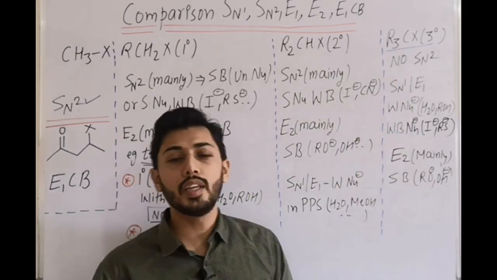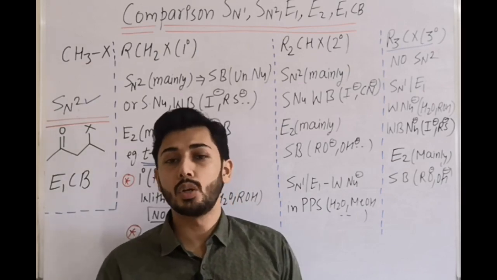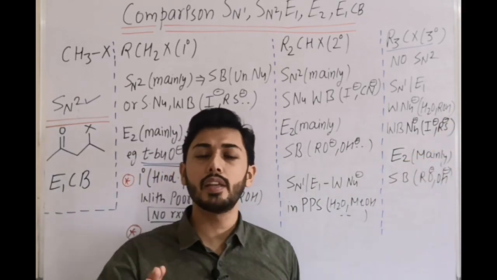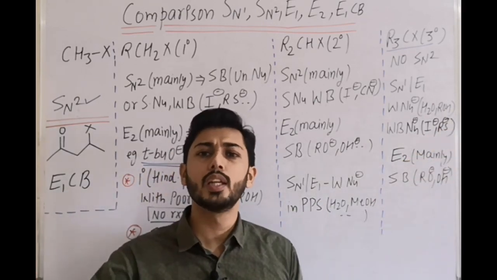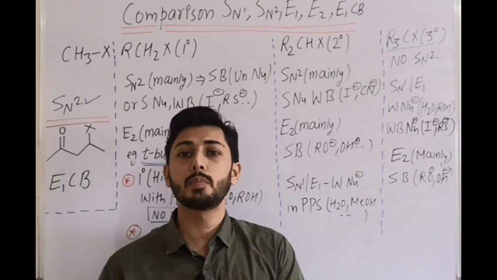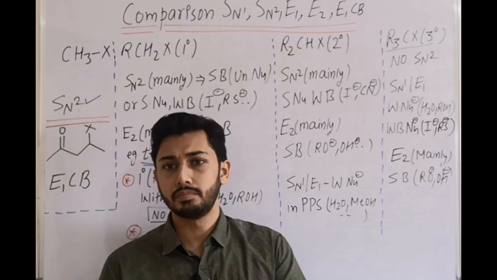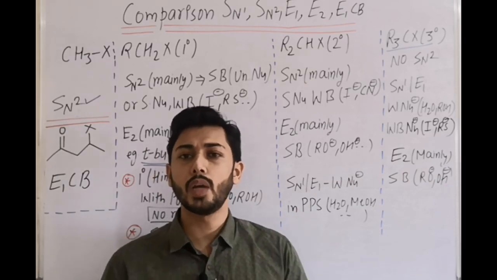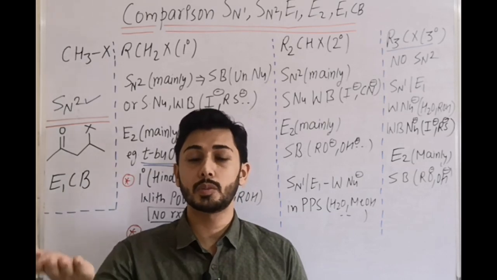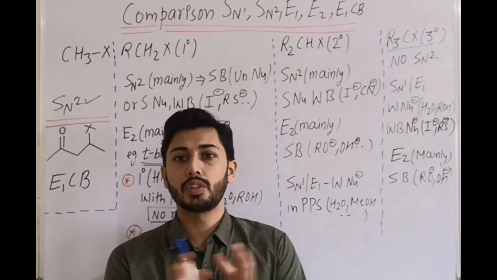Then SN1 and E1 reactions are possible if we take weak bases or weak nucleophiles like water, alcohol. Then clearly the mechanism will follow carbocation formation, and if substitution takes place, it is SN1. If elimination takes place, it will be E1. Generally SN products are more favored as compared to elimination products, and as we increase the temperature, the elimination product percentage also increases. So the simple point here is both products are there.